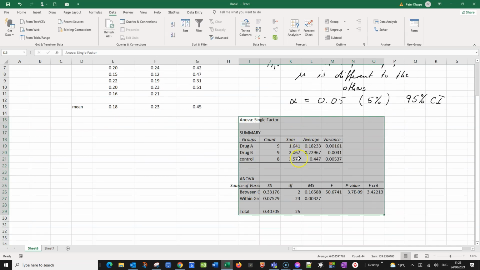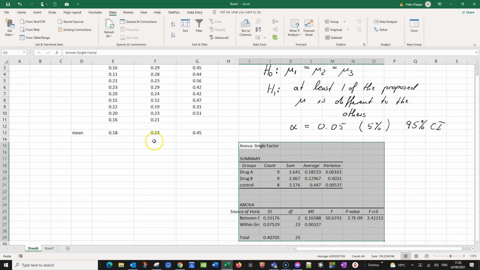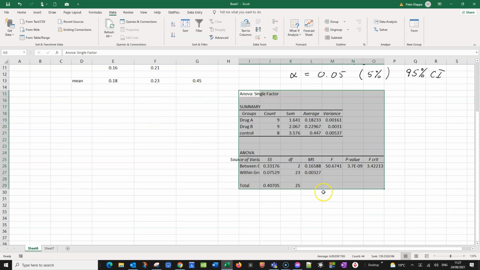So now we get a summary of the data that we looked at. Here we've got drug A, we've got 9 observations. For the control, we only have 8. So it's always good to check the number of counts of observations that we have here. We've got the averages, and the averages actually tie in with what we have calculated, so that's quite good.